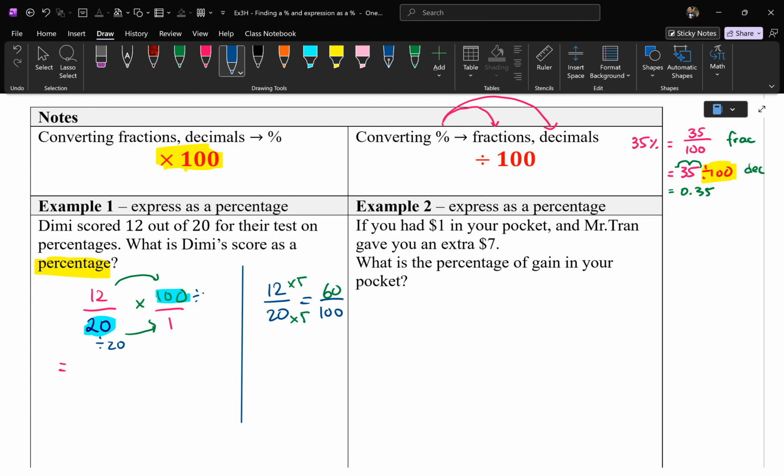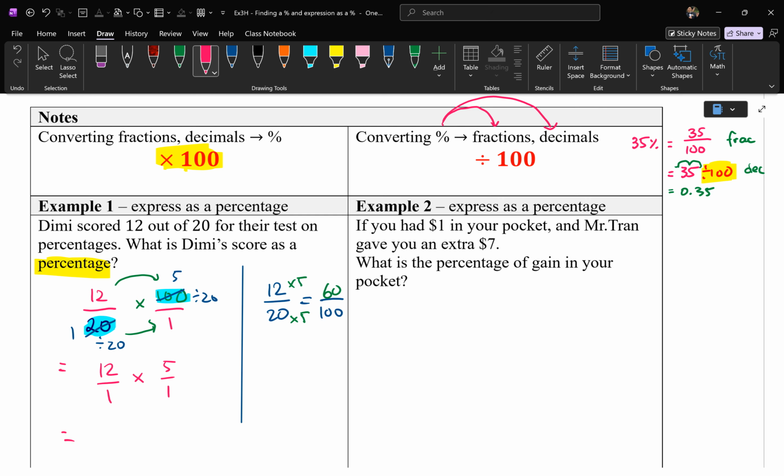So here, the highest common factor is 20. Divide both of them by 20. 20 fits in 100, we know, 5 times. 20 fits into 20 once. This changes your fraction to 12 over 1 multiplied by 5 over 1, which is a lot easier than doing 12 times 100 and then 20 times 1. Okay, that was the skill in exercise 3B that I wanted everyone to practice.